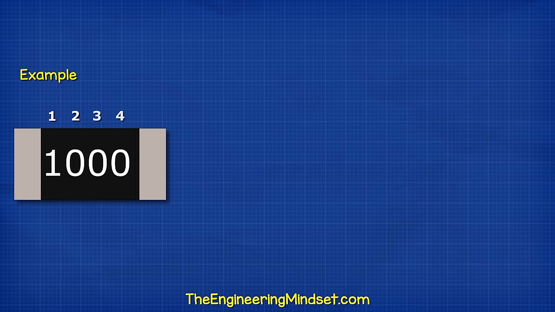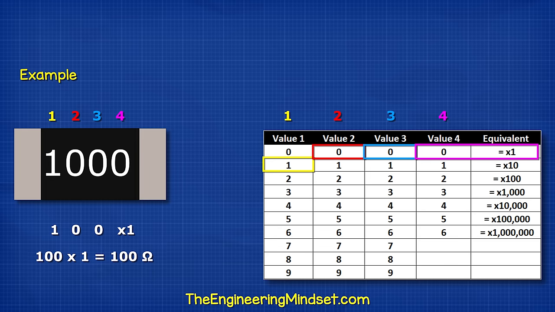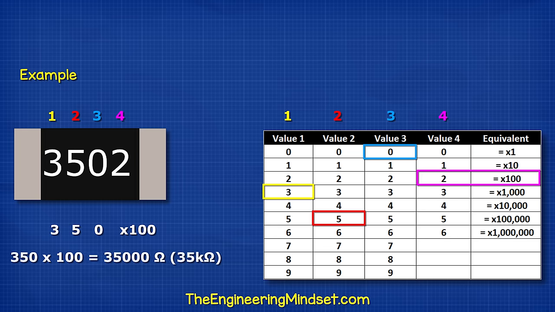With 4-digit codes, the first 3 digits represent the significant values, and the final value is the multiplier. This one shows 1000. So it is 100 multiplied by 1, meaning it is a 100 ohm resistor. This one shows 3502. So this is a 35 kiloohm resistor.